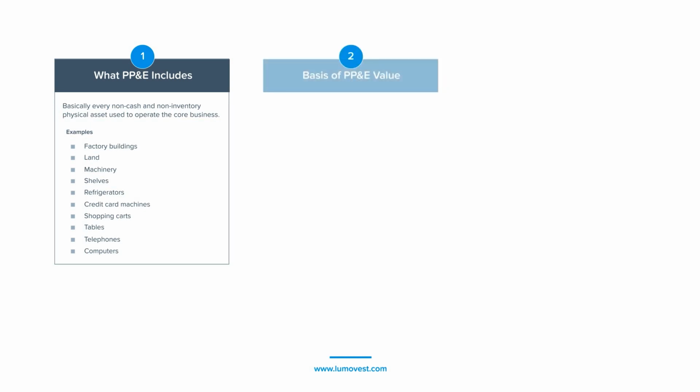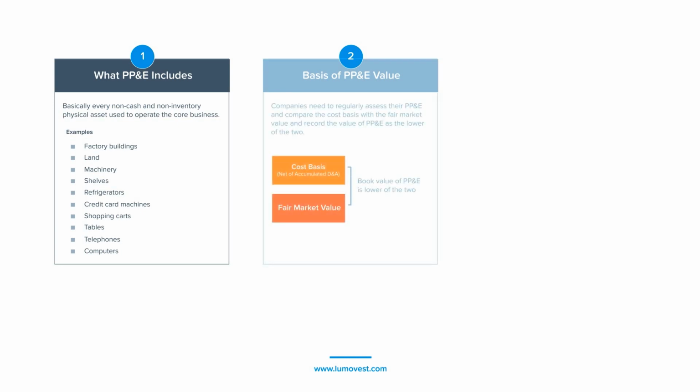Second, let's understand what the value of these PP&E is based on. The value of these PP&E is carried on the balance sheet at the lower of cost and the fair market value. We explained this concept when we learned about impairment charges and gains and losses on sale of assets. So check out these lessons if you need a refresher on the concept.